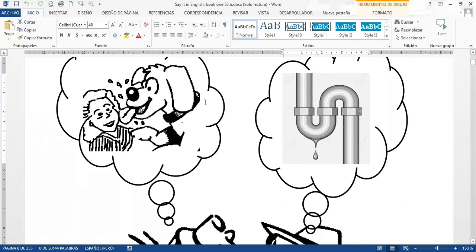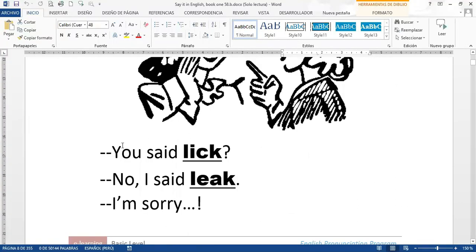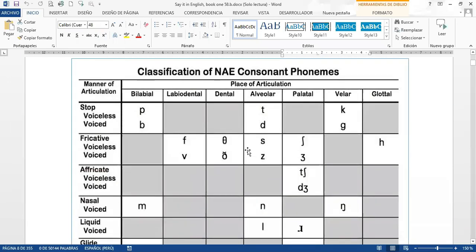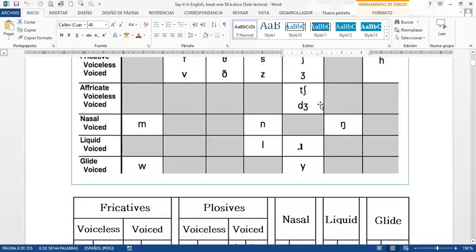So the dog is licking the girl's face. But this is a problem. This is a leaking problem. So the story goes like this. She said, you said leak? No, I said leak, leak. I'm sorry. So when we change the vowel sounds, we can make big mistakes. So that's why it's very important to know how to pronounce the vowels of English.